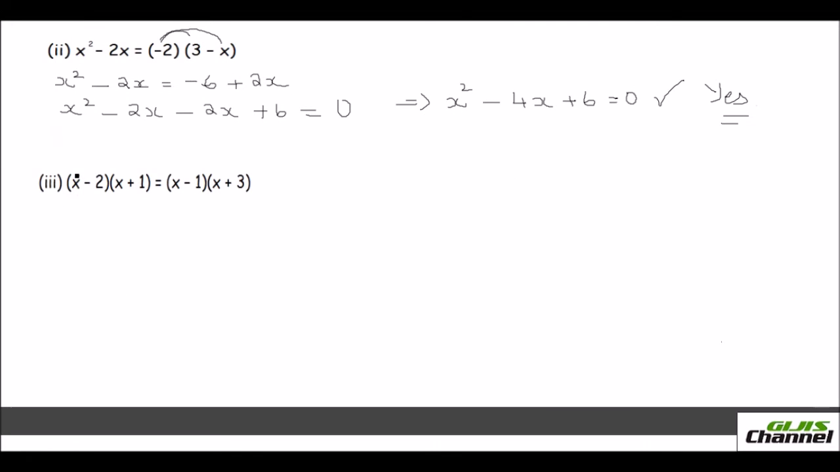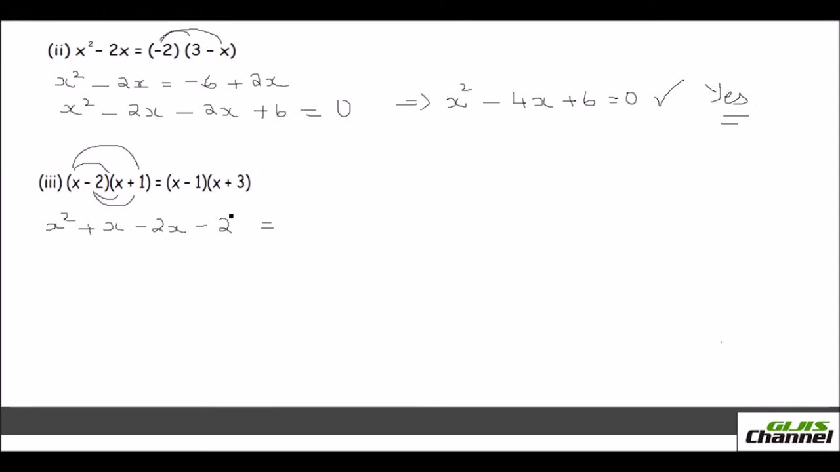Here you have to use the distribution property and make all these terms individual. So x times x would give you x squared. Then x times 1 is 1x, right? So you can write it as x. Minus 2 times x will give you minus 2x. And minus 2 times 1 will give you minus 2. So my left side is done.